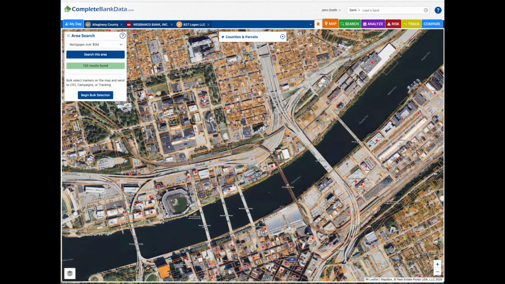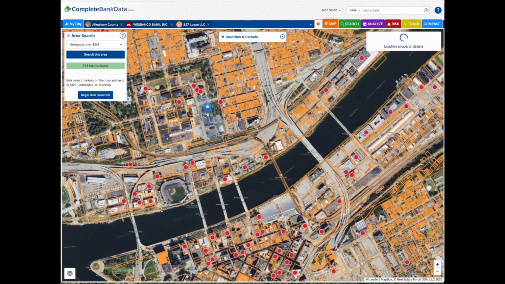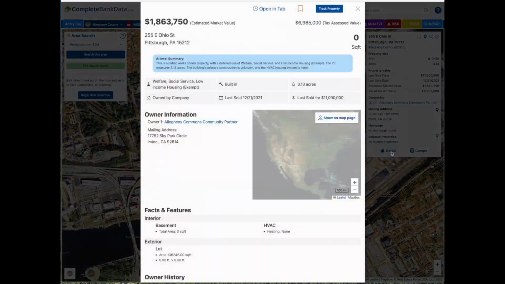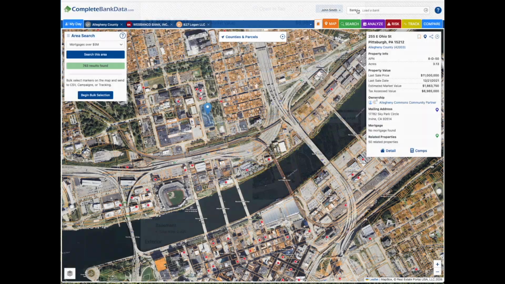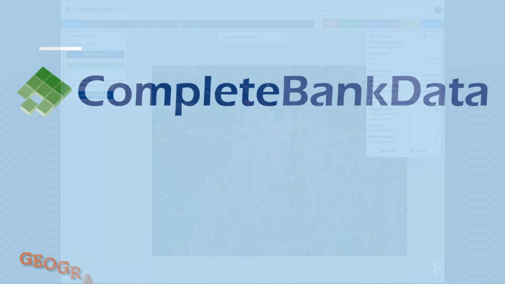And then finally, we could actually drill into those properties, understand the details of the parcel, who owns it, and see further details about mortgages and what they're connected to.